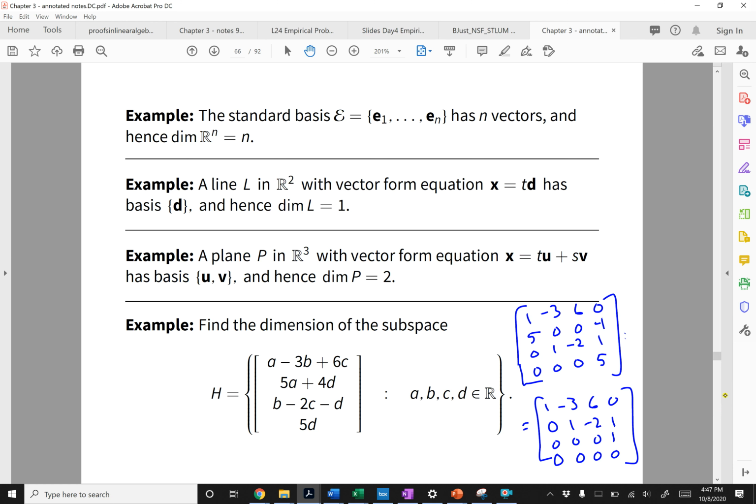So the standard basis has n vectors, and hence the dimension of Rn is n. So a line L in R2 with a vector form x equals td has a basis d. So all the linear combinations of that vector right there, and that's the only vector you need. So that's the basis for it. You need it, and you don't need any more. So the dimension of L is 1. A plane P in R3 with a vector form equation where you have linear combinations of u and v has a basis of u and v, hence the dimension of P is 2.